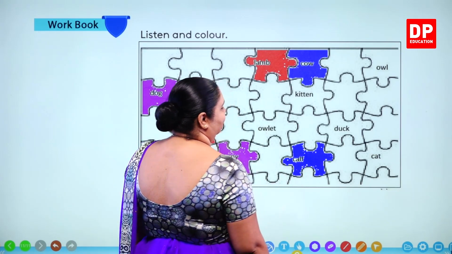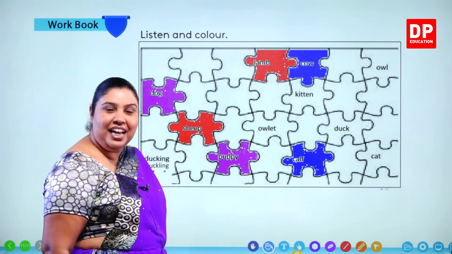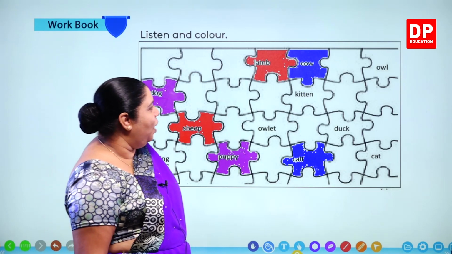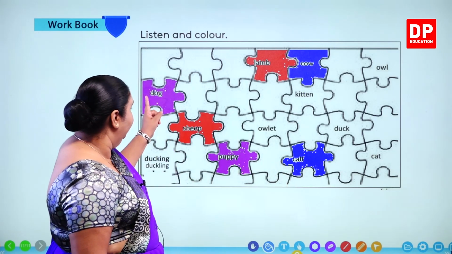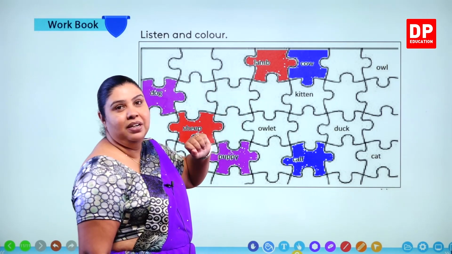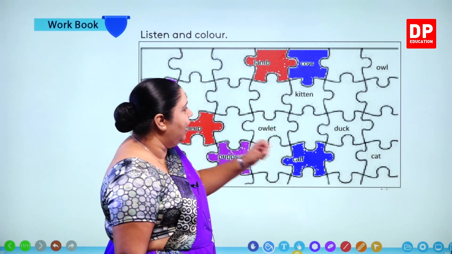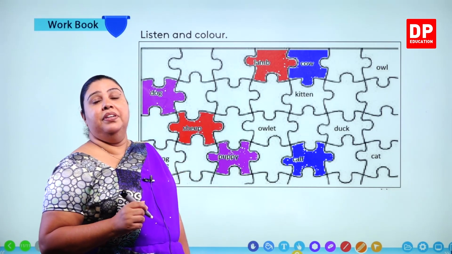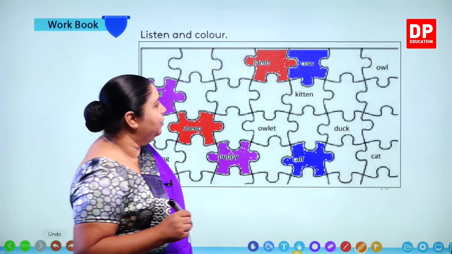C-A-L-F. Over here. Did you see that? Right. So now we have the dog and the puppy, sheep and lamb, then the cow and the calf. Next we have the word owl. Let's take a look at that.